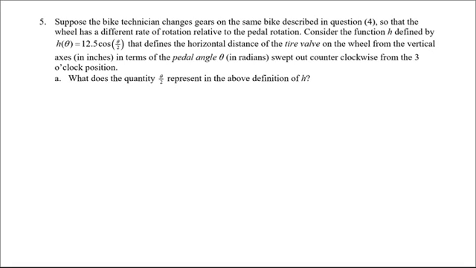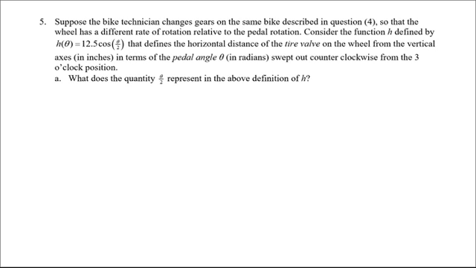Okay, so I've decided that I think we'll address part A here, and then we'll pick it up in the next video with 5 part A and move forward with this question, because this question is kind of lengthy. But so we have our bike technician changes the gear ratios on the same bike from question 4 so that the wheel has a different rate of rotation relative to the pedal rotation. So consider this function h of theta equals cosine of theta over 2 times 12.5.